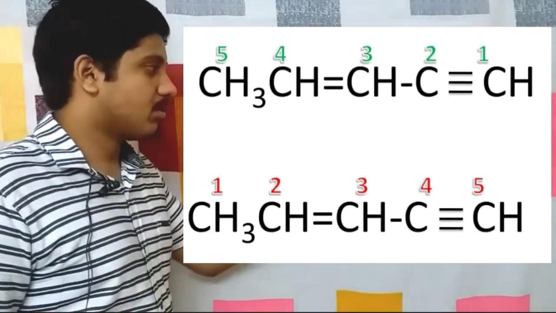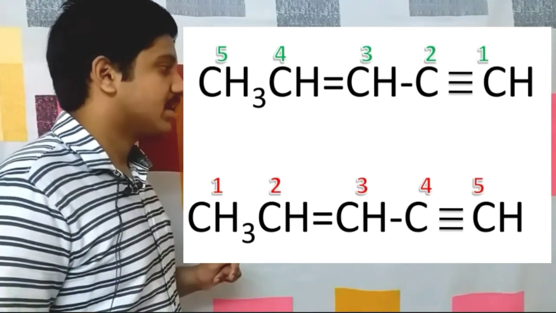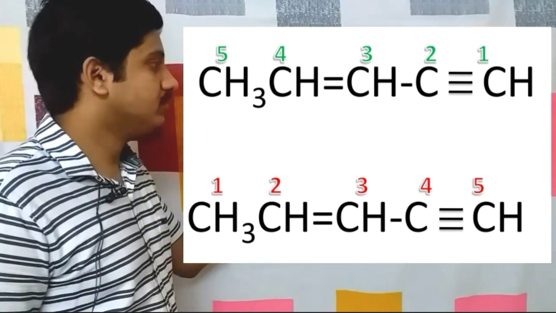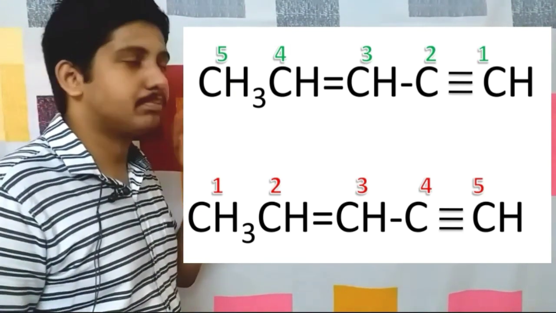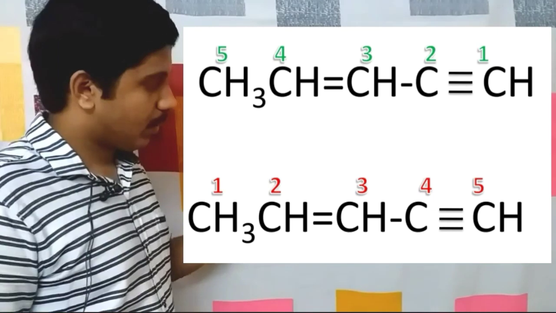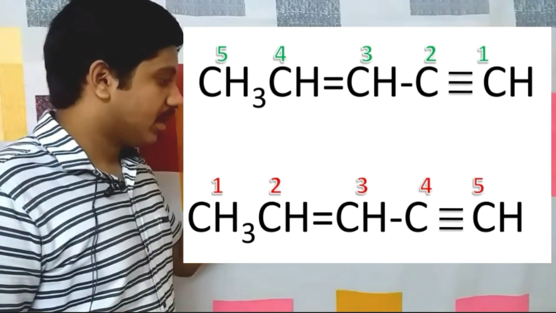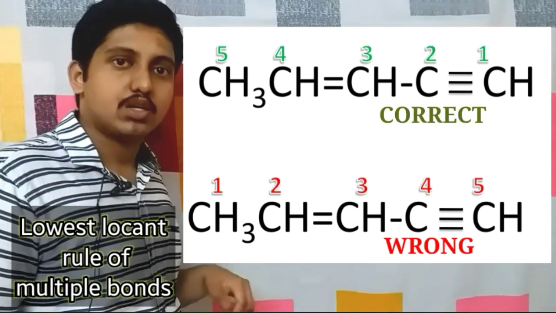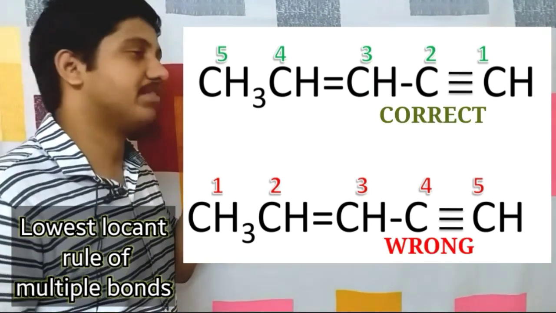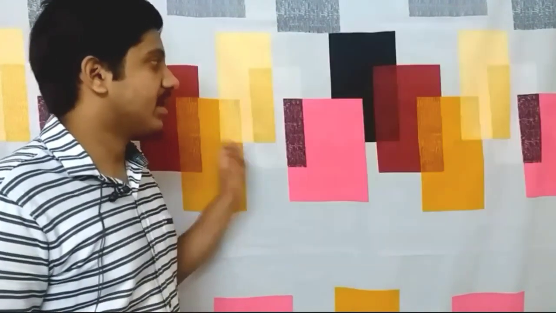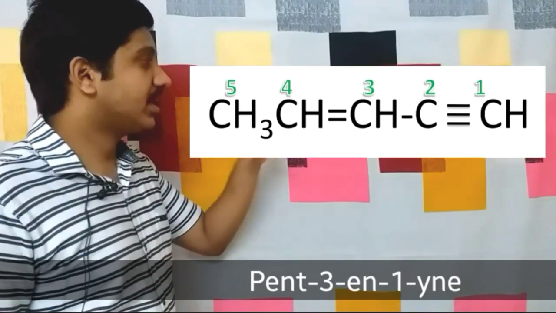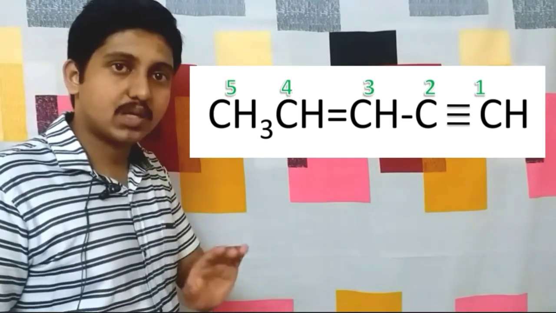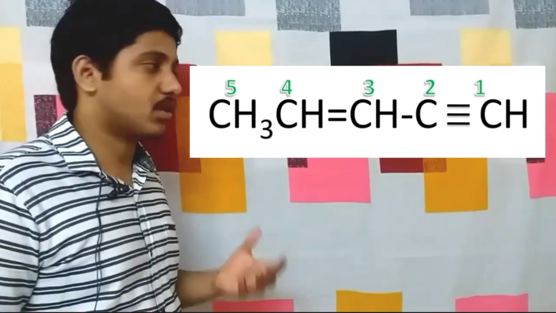Here we know that the longest chain has 5 carbon atoms, and there are two ways of numbering. In the first way of numbering, we have the double bond at the third position and the triple bond at the first position. While in the second numbering, the double bond is at the second position while the triple bond is at the fourth position. So which one is correct? The first one is correct, and hence the name will be pent-3-en-1-yne. This is because E comes before Y, and also double bond is always given preference over triple bond.